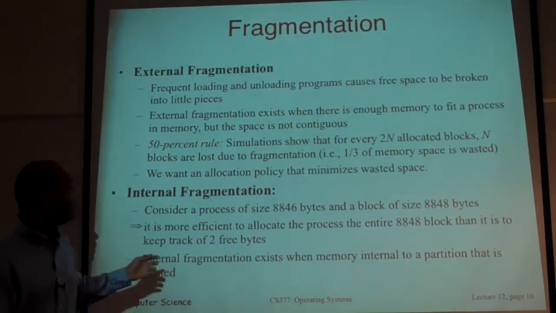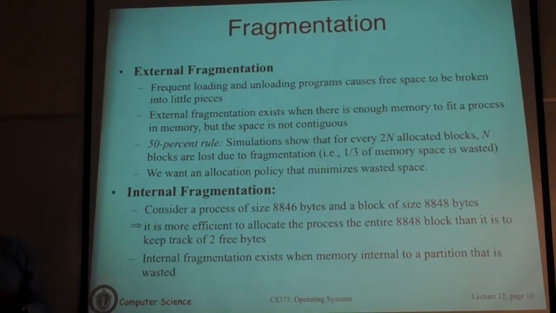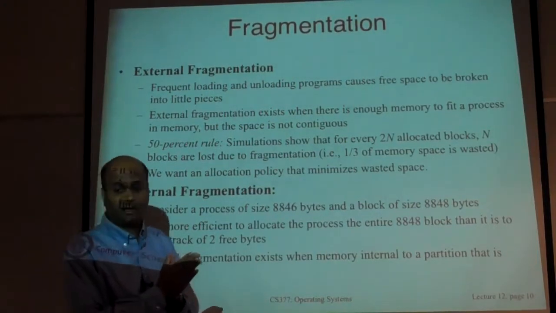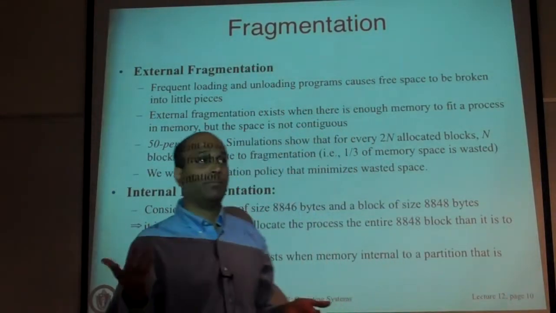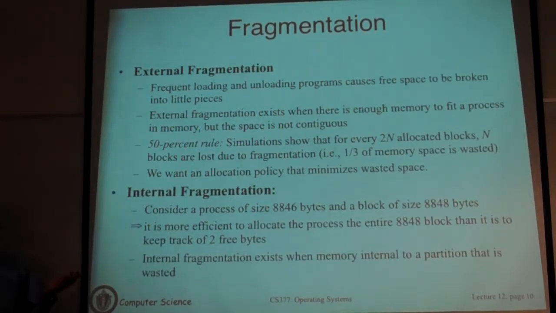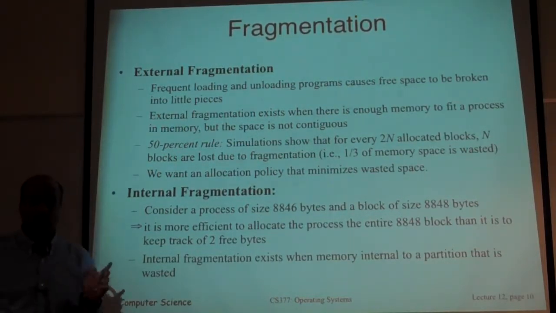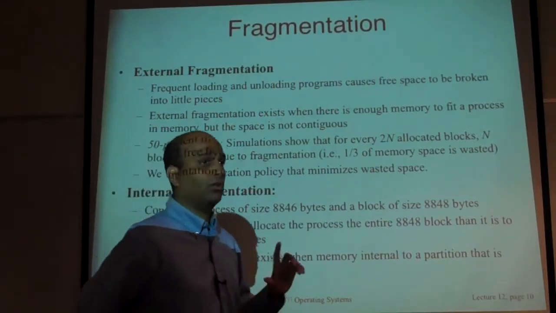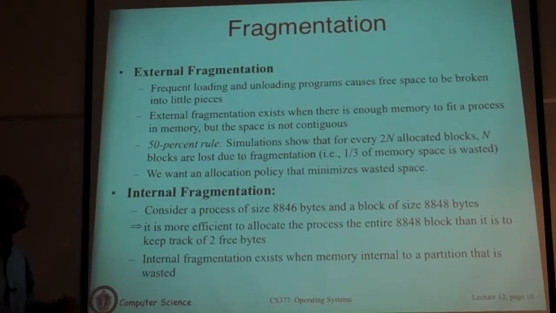That's called external fragmentation, and here is a rule of thumb. Every time you allocate 2n chunks of memory, approximately n chunks get wasted due to fragmentation. So over long periods of time, approximately a third of memory gets partitioned into relatively small holes that are pretty much useless. You cannot really allocate them to anything because they're not large enough. We'll see how to address external fragmentation in a minute.